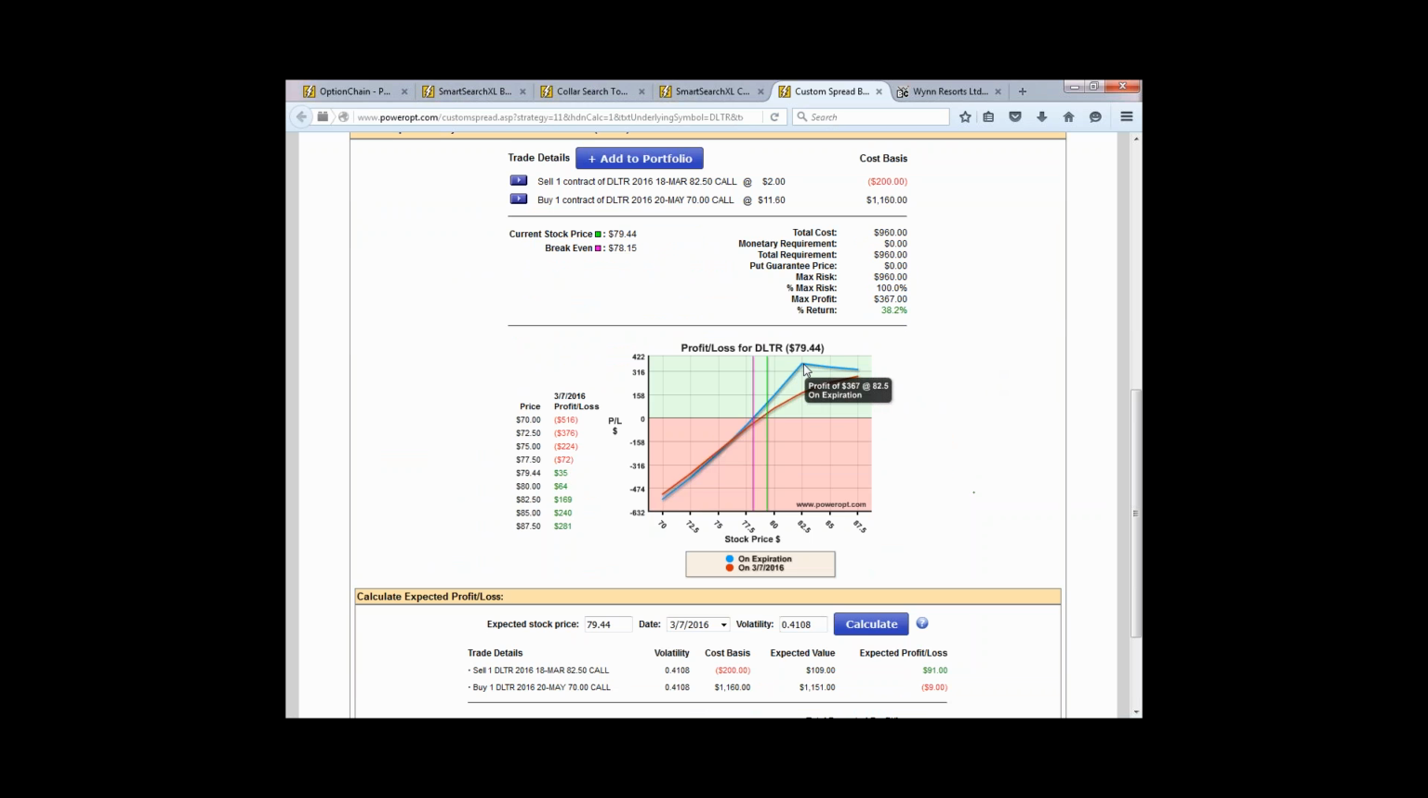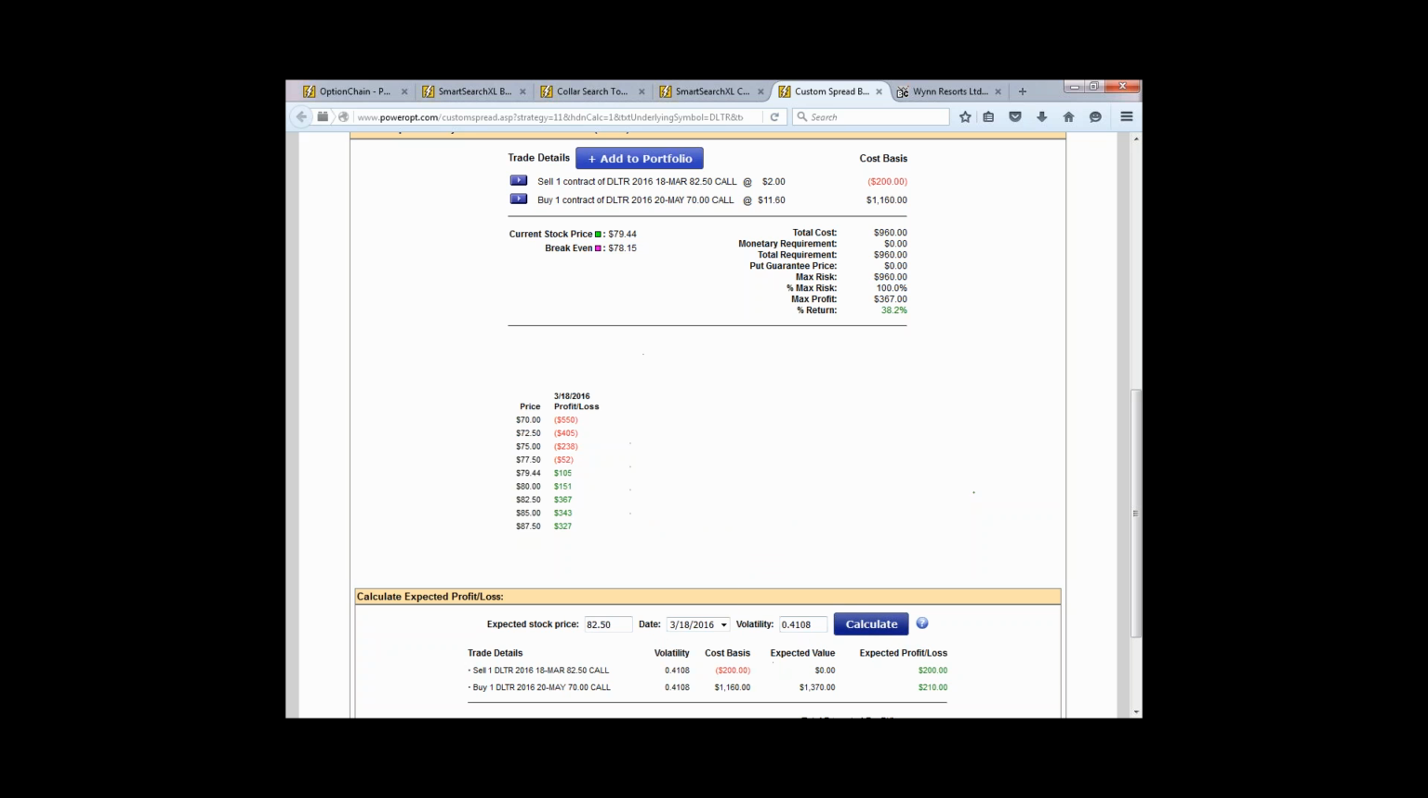We know that if the stock's at 82.50 at expiration, our March call would be worth nothing. But we have to use the theoretical Black-Scholes pricing model to estimate what the value of the May 70 call would be if the stock was trading at 82.50 at March expiration. So this is a theoretical return. It's not etched in stone, okay? And it's based on using this volatility here.